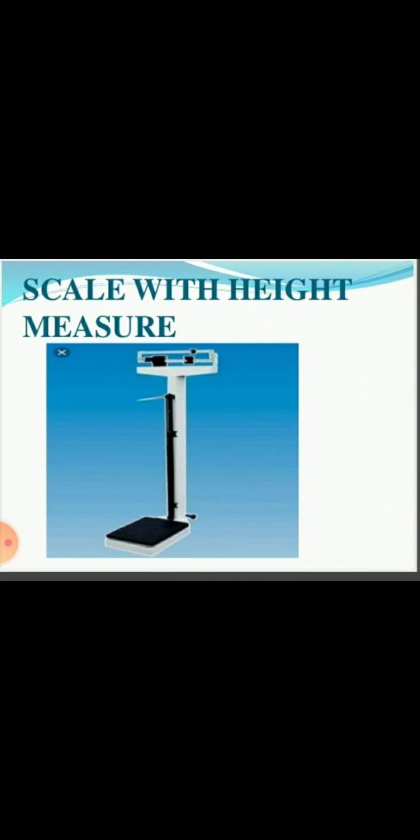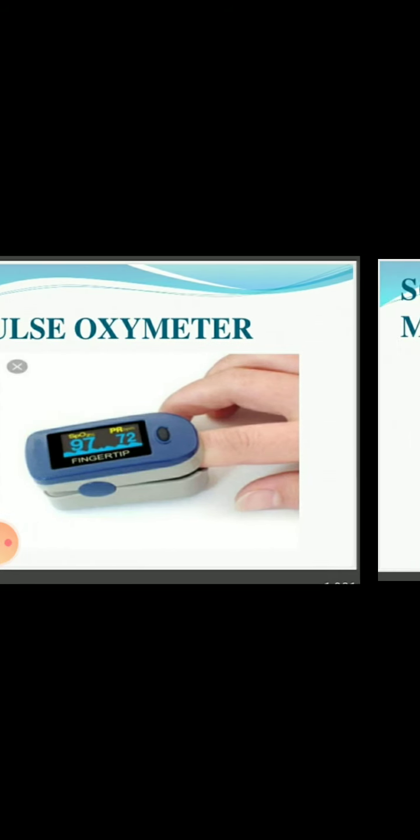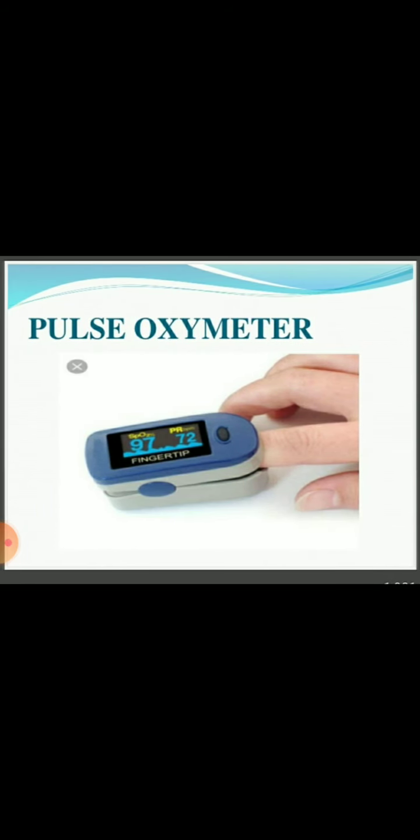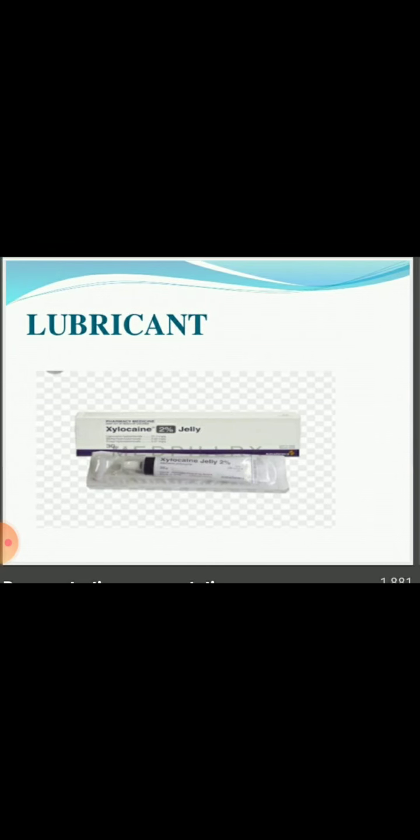Next is the scale with height measure. Pulse oximeter. Pulse oximeter is used to detect the pulse of the patient, to detect the heart rate of the patient. Okay. Next is the lubricant. Lubricant gel is used in the patient to prevent friction.